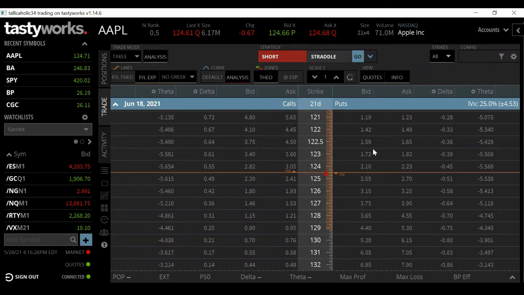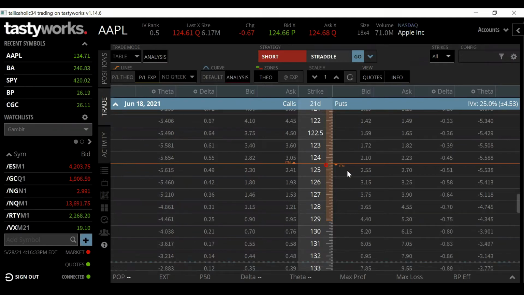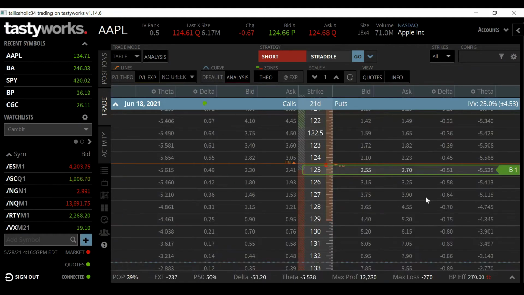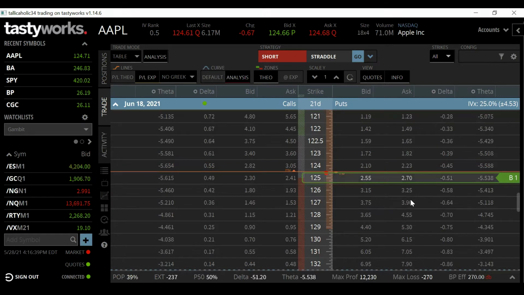So we'll go ahead and create one here. We're in Apple. We're going to be in our June monthlies here. We're going to go ahead and buy this 125 put. So we'll go ahead and purchase that. And you can see that's going to cost us around 270-ish to buy this.